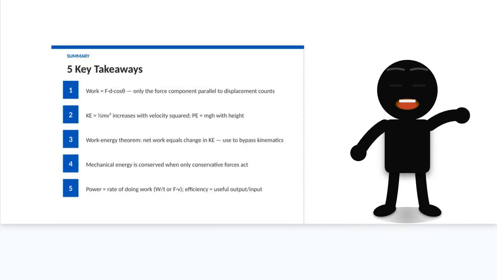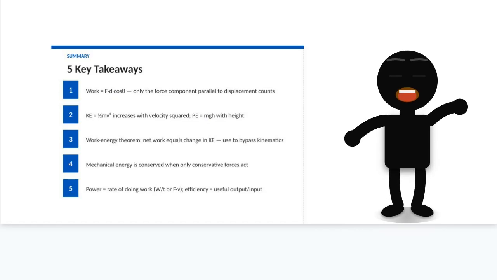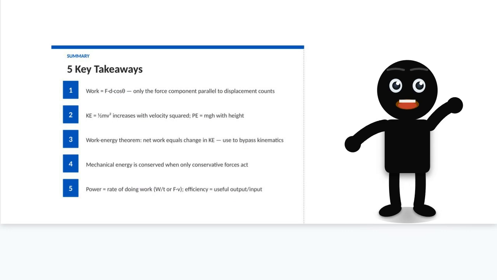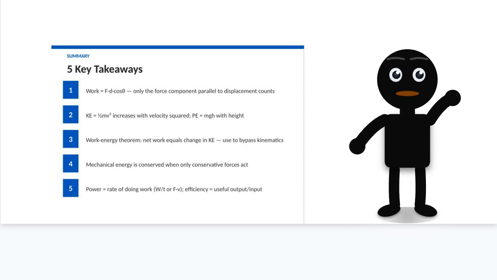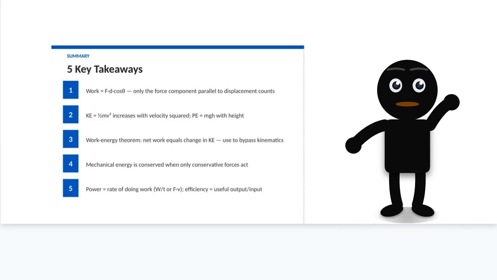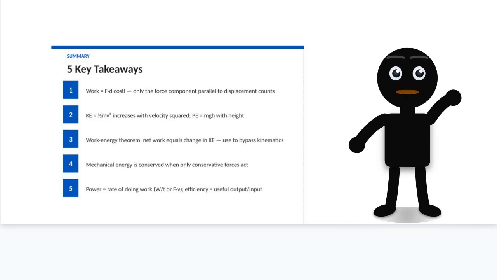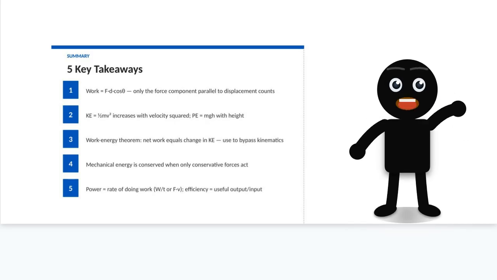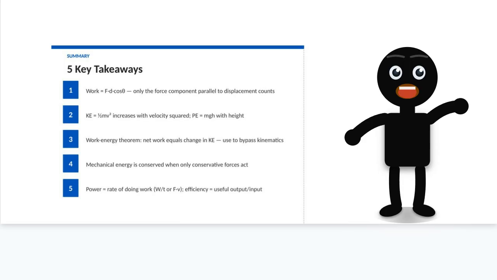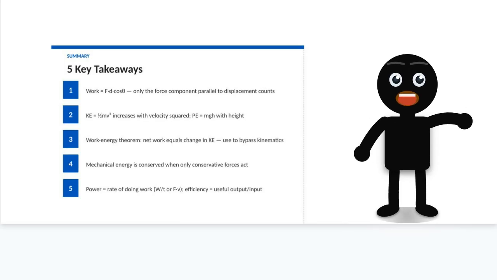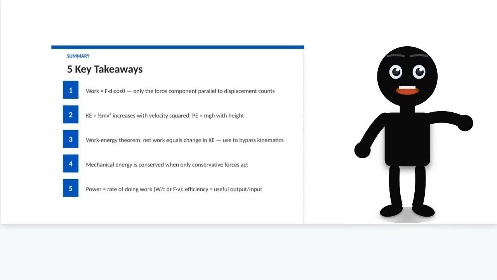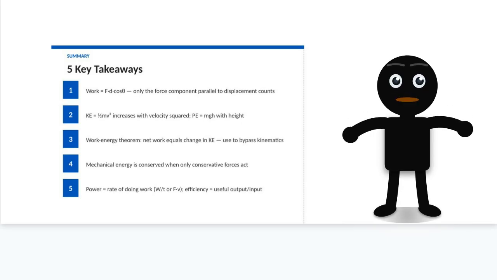5 key takeaways from P005. 1. Work equals Fd cosine theta, only force components parallel to displacement count. 2. Kinetic energy scales with velocity squared and potential energy with height. 3. The work-energy theorem lets you skip force analysis entirely on many problems. 4. When no friction acts, total mechanical energy is conserved between any 2 points. 5. Power is the rate of energy transfer, and efficiency tells you how much of that energy is useful.